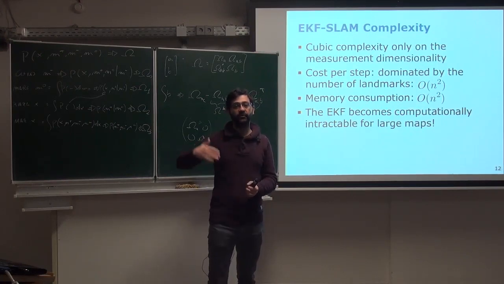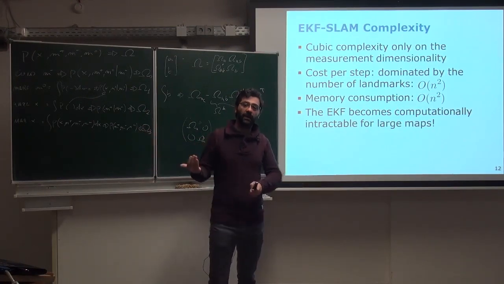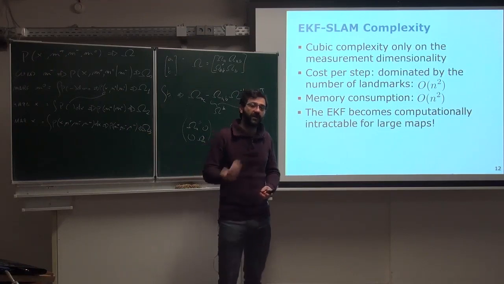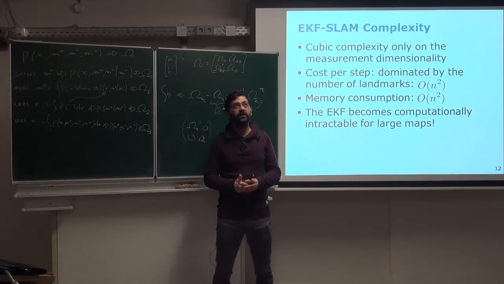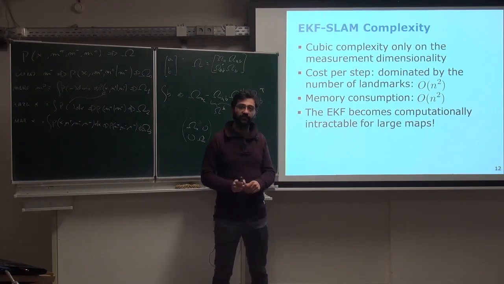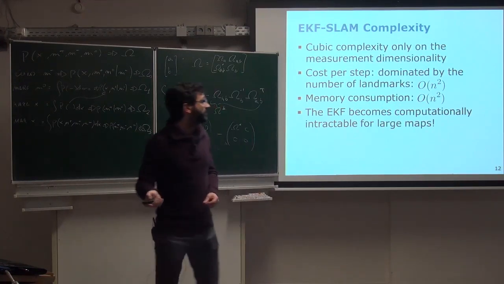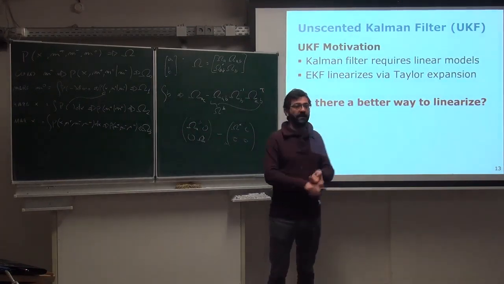But if we start to go to very high dimensional problems, very huge, large maps, it doesn't scale well with the number of landmarks. It scales quadratically with the number of landmarks, which means that we might only be able to use it for small, mid-size environments, but not for city-scale environments or large chunks of the world. Okay, so there are two main limitations of the Kalman filter.